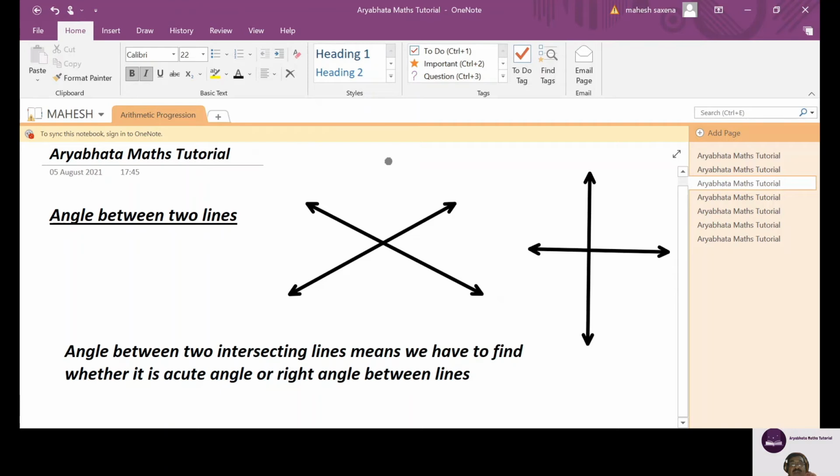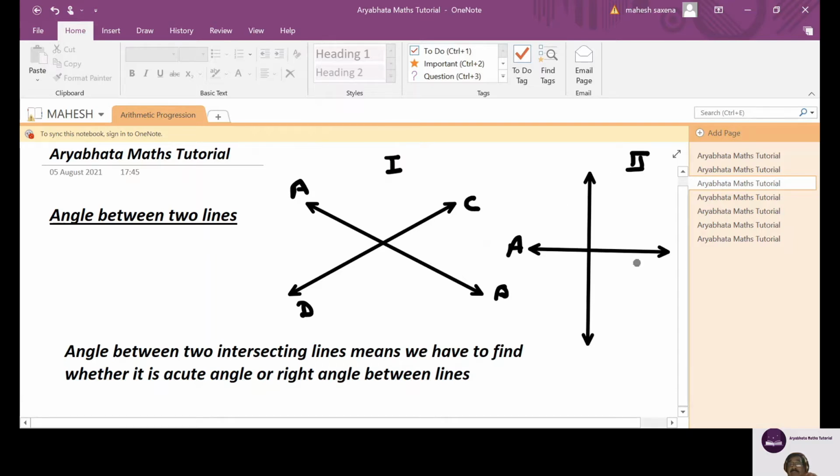There are two sets of intersecting lines. In set 1, line AB and line CD are intersecting into an acute angle and an obtuse angle. While in the second, two intersecting lines AB and CD are intersecting in four right angles.